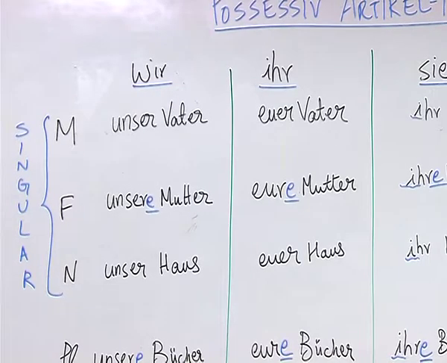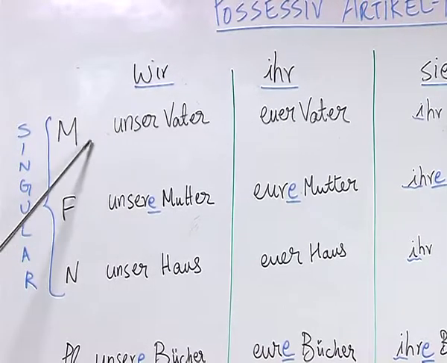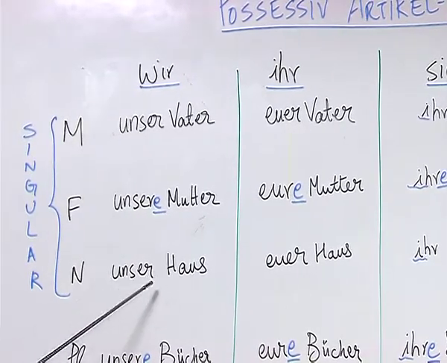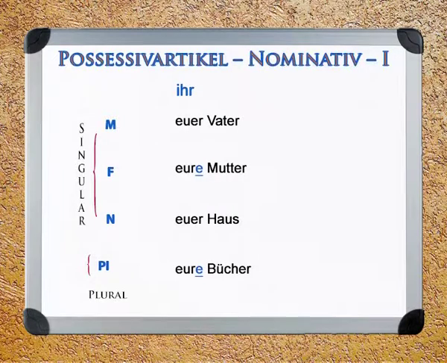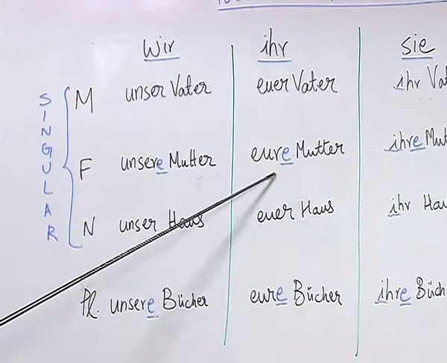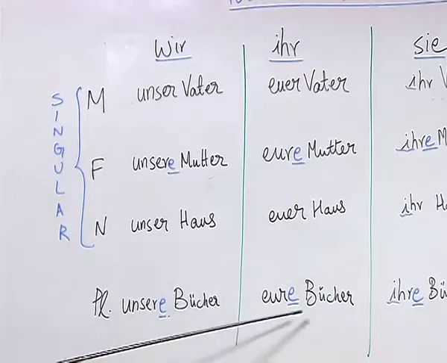Like for the other pronouns, here also as you can see, for masculine and for neutral there are no endings. However, for feminine and for plural we have the ending e or a, which you already know is also the case for the pronouns in singular. So, the same concept is applied here. Likewise, if you see, for the plural pronoun ihr, the possessive article is euer Vater, eure Mutter, euer Haus, eure Bücher. Here, the ending also for feminine as well as for plural is e.